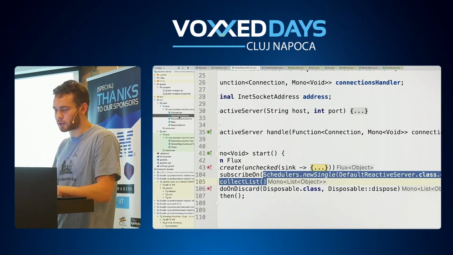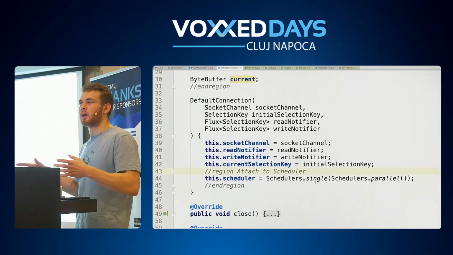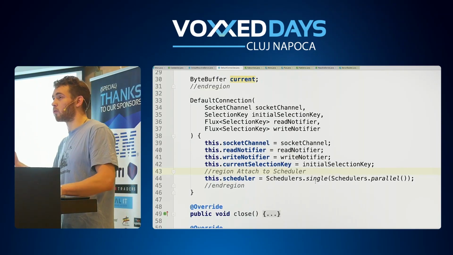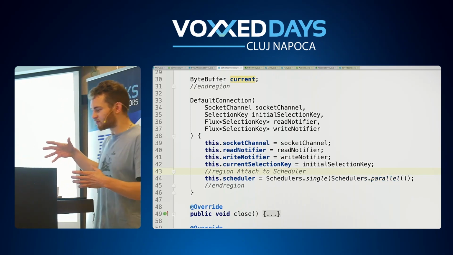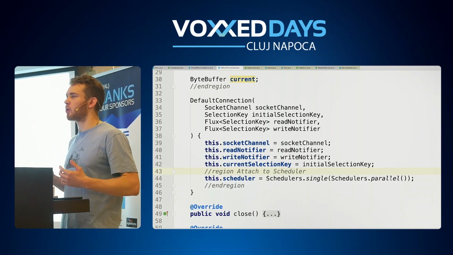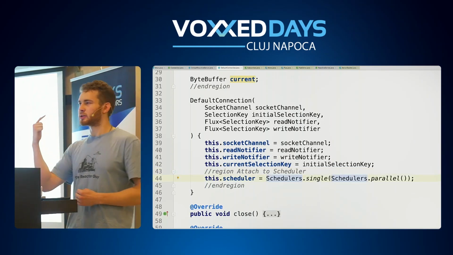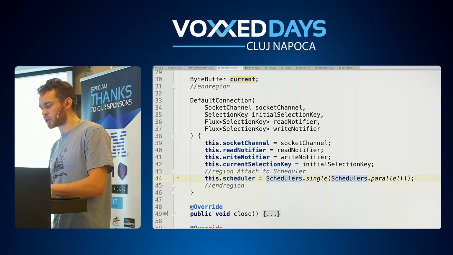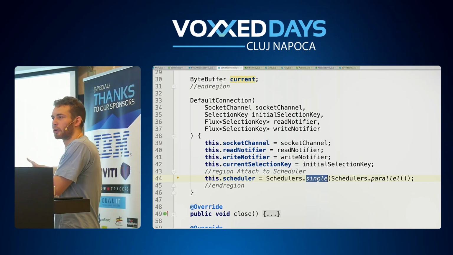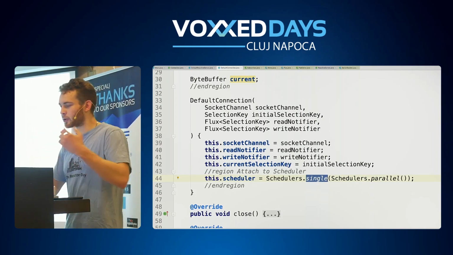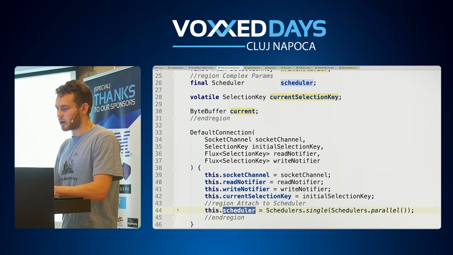Okay, I forgot to explain a little bit more about schedulers. Schedulers is a specific class in Reactor which allows us to access a pool of workers. Here we have a singleton pool of workers which is called parallel. It has the same number of workers as we have cores on our machine. And since we would like to have only one worker, the same worker during the whole execution, we should use the Schedulers single method, which allows us to take one worker from this pool, convert it to a scheduler and use it all the way in our stream. So here is how we use a scheduler in our execution in the connection.